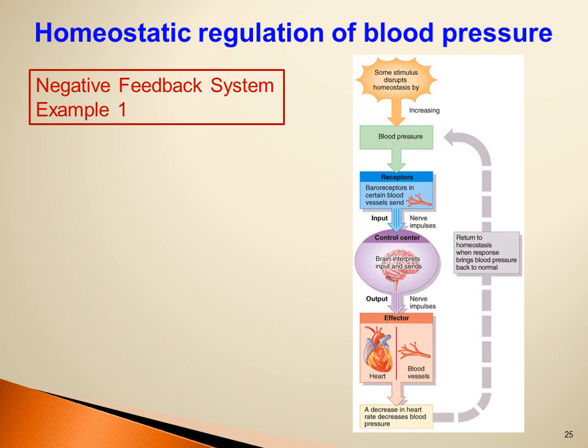Stimulation of the baroreceptors will send nerve impulses to the control center that is present in the brainstem. The brainstem will compare the input with the set point and will decide to send nerve impulses to the effector organs, and in this case these are the heart and the blood vessels. So what will be the response? There will be a decrease in the heart rate and an increase in the diameter of blood vessels, which we call vasodilation. Both together will decrease blood pressure back to normal.